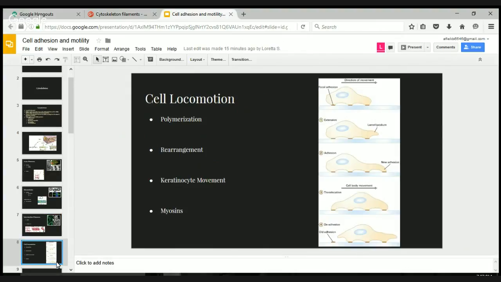And lastly, we're going to talk about cell locomotion. Cell locomotion deals with polymerization, rearrangement, keratinocyte movement, and myosins. First, we're going to talk about the picture that will be known as the keratinocyte movement, which we'll explain later.